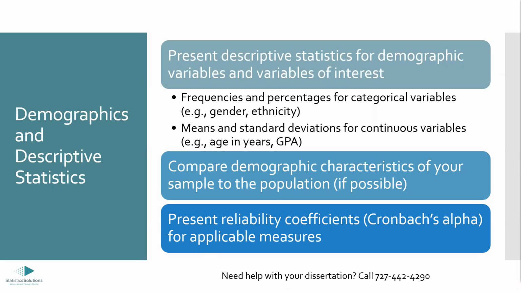And if you have any measures for which you can compute reliability coefficients, so this would usually be something like Cronbach's alpha, then you'll want to compute and present those reliability coefficients. So this would be for survey instruments that have multiple items. So again, going back to our example of maybe a 10-item measure of self-efficacy, since you're computing an overall self-efficacy score from those 10 items, you probably want to run a reliability analysis on the 10 items to make sure that the instrument is reliable.